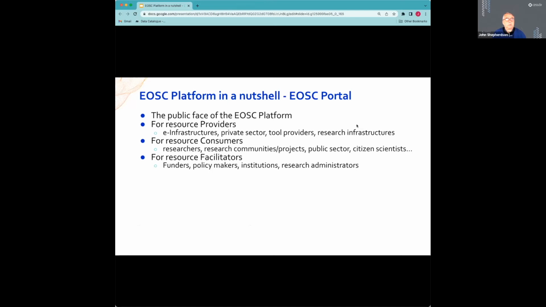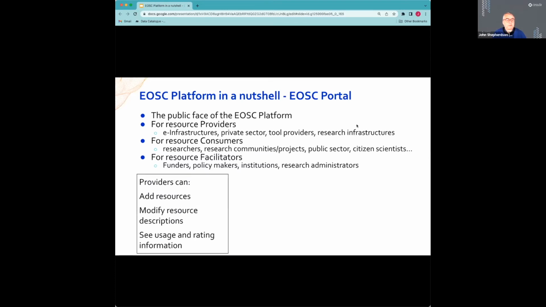The portal is the opposite of the EOSC core in that it is the public face of the EOSC platform. Basically, it provides something for three classes of user: for resource providers, typically infrastructures, private sectors, tool providers, etc.; for resource consumers, which might be researchers, research communities, citizen scientists; and for resource facilitators, funders, policymakers, and others.